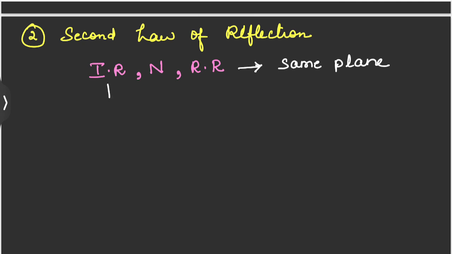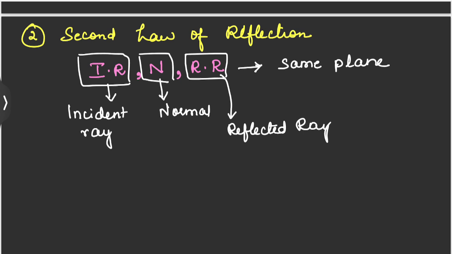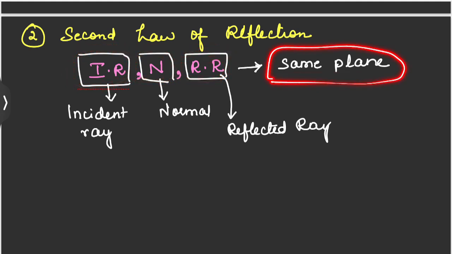So what is IR? IR is the incident ray. N is normal and RR is the reflected ray. So this is the reflected ray, this is the normal, and this is the incident ray. All these three will lie in the same plane. So did you understand the meaning of lying in the same plane?